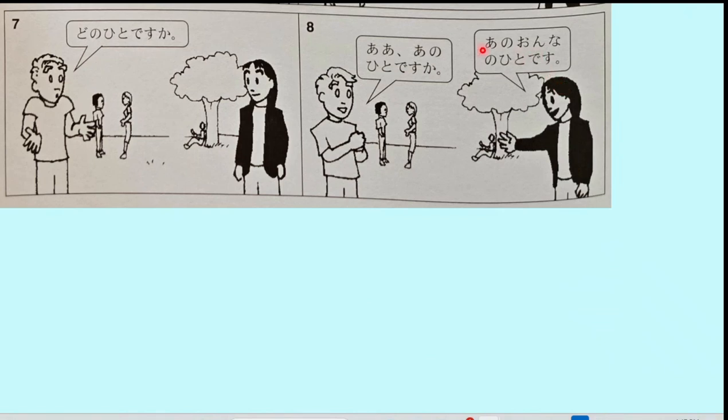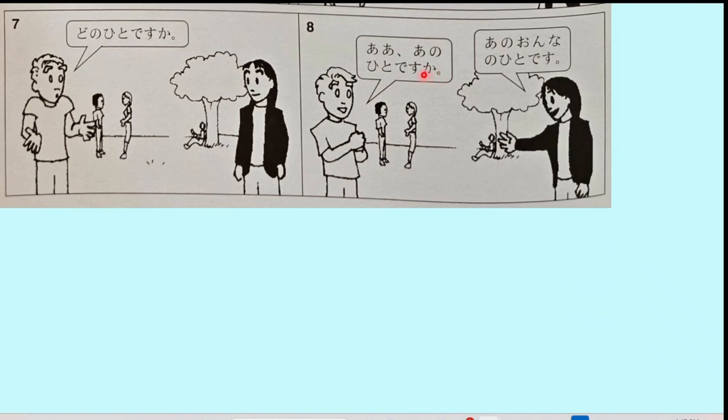So you can see here it's written "ano onna no hito desu." That means that lady over there. And then Miller-san says, "Ah, ano hito desu ka?" Now here, although there is "ka," this is not a question because there is nothing to ask here. It's just like "so desu ka." So this is a falling intonation. In case a "ka" ends with a rising intonation, that means it's a question.